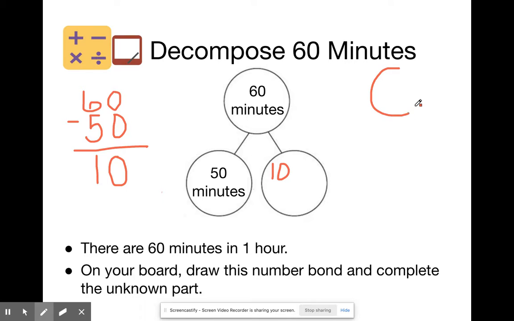I want to give you a second. I want you to draw a second number bond, and I want you to write 60 again in the top, right next to this one. And then I want you to draw 2 spider legs. Okay.